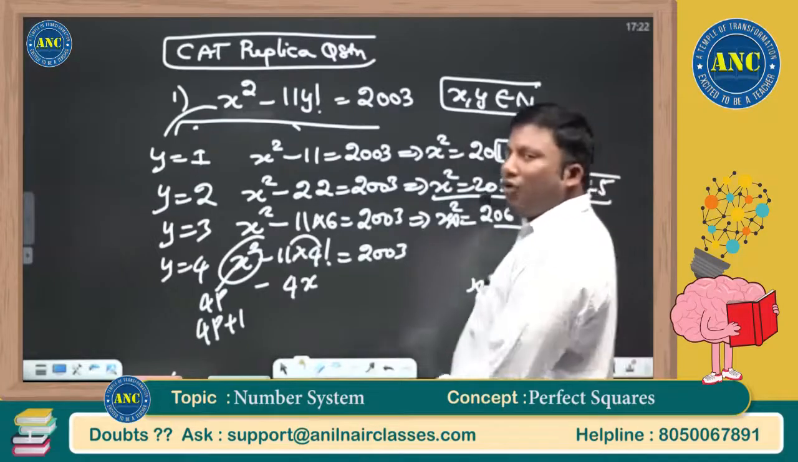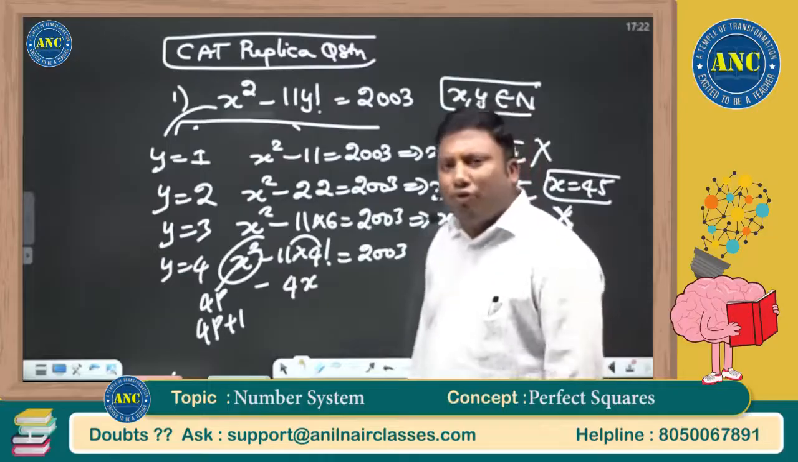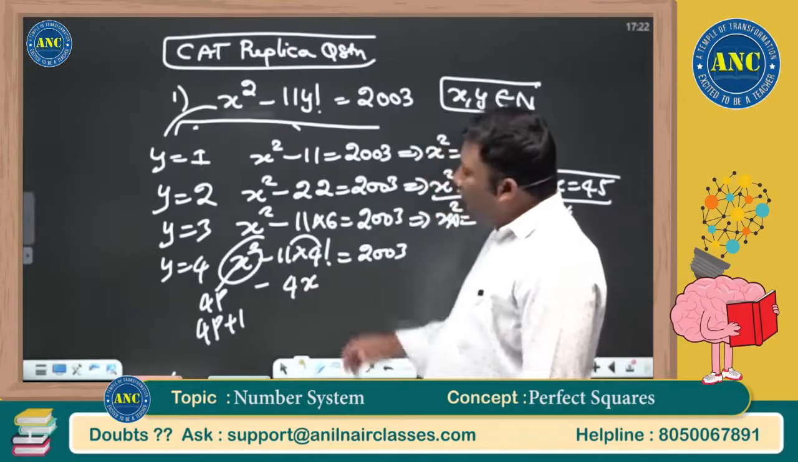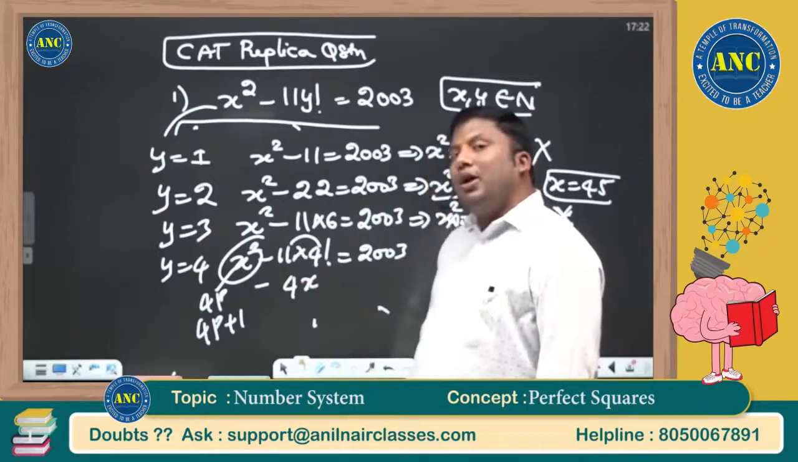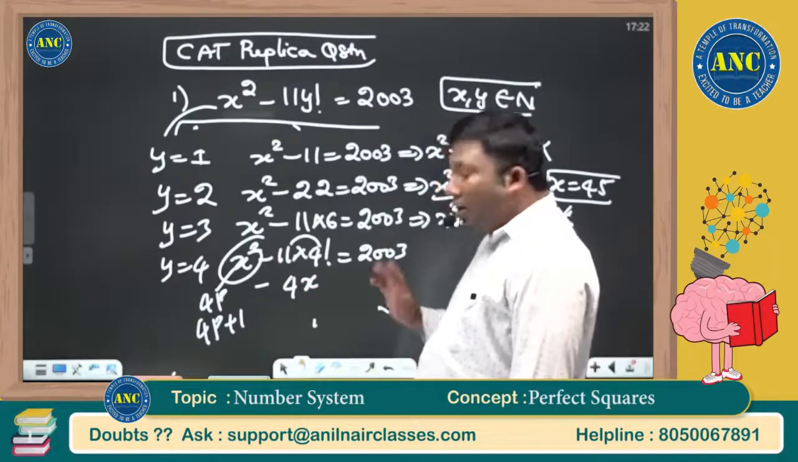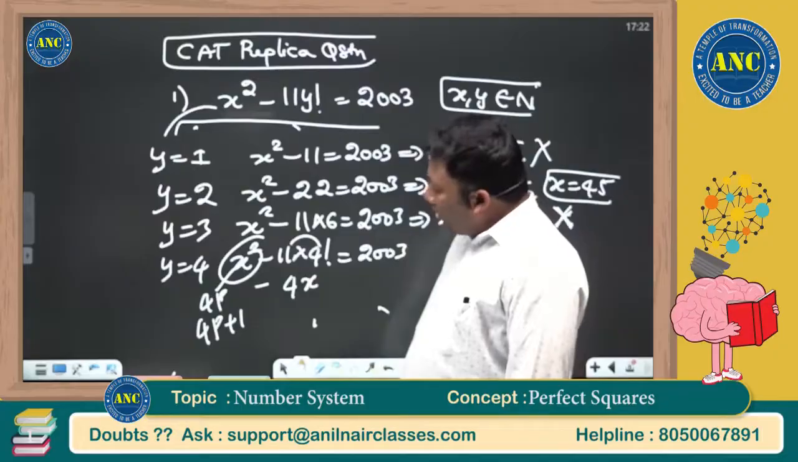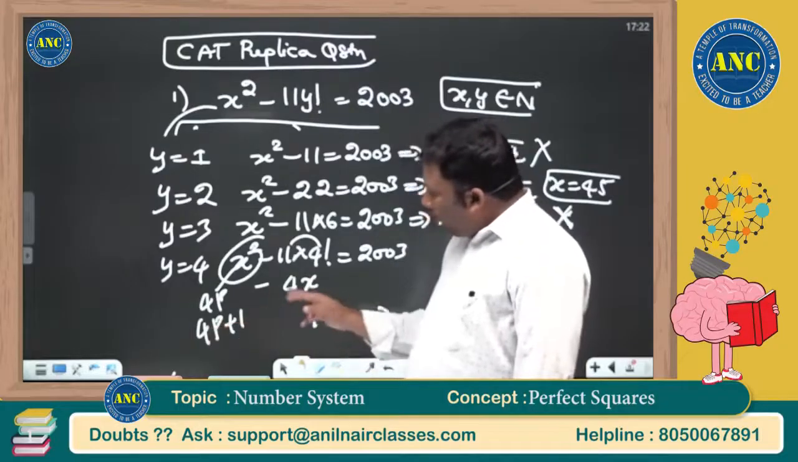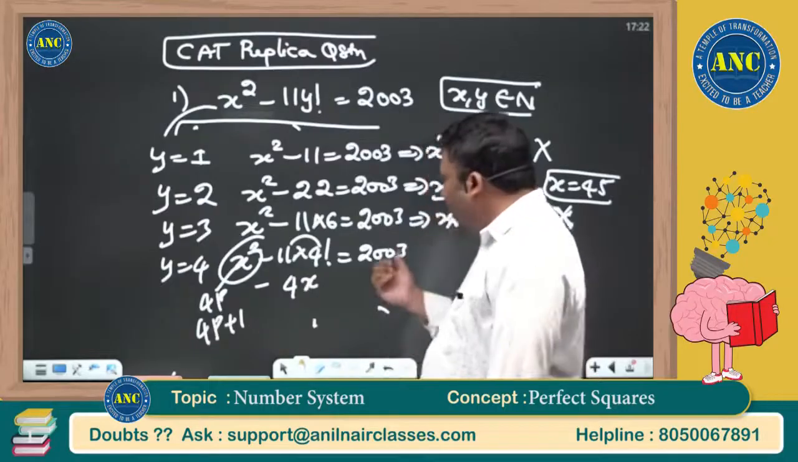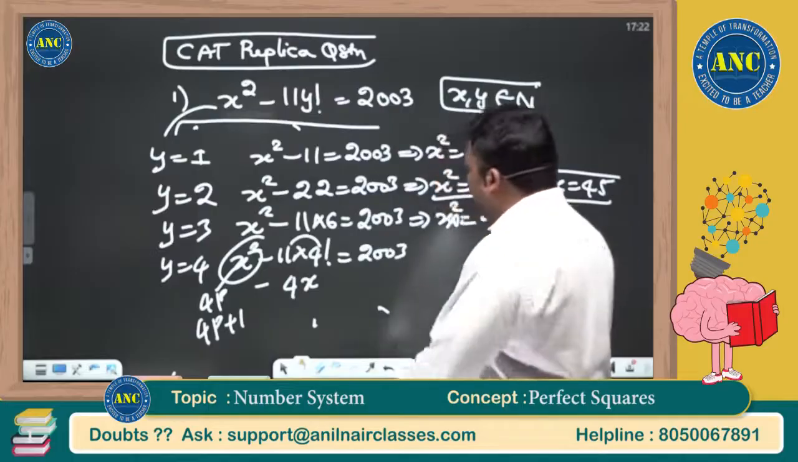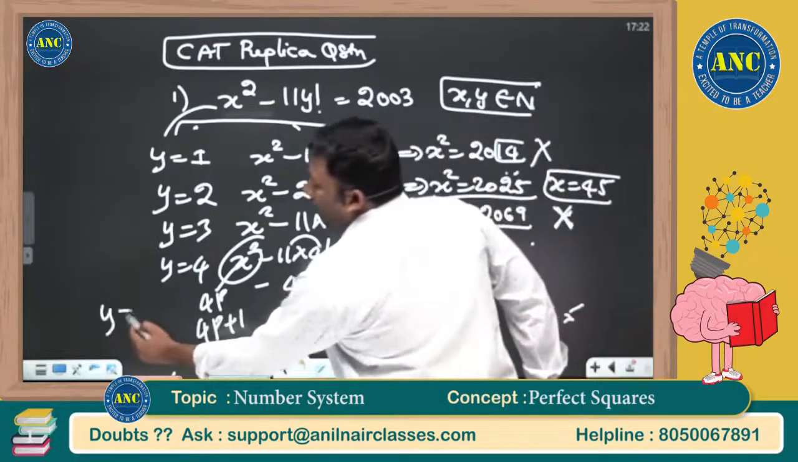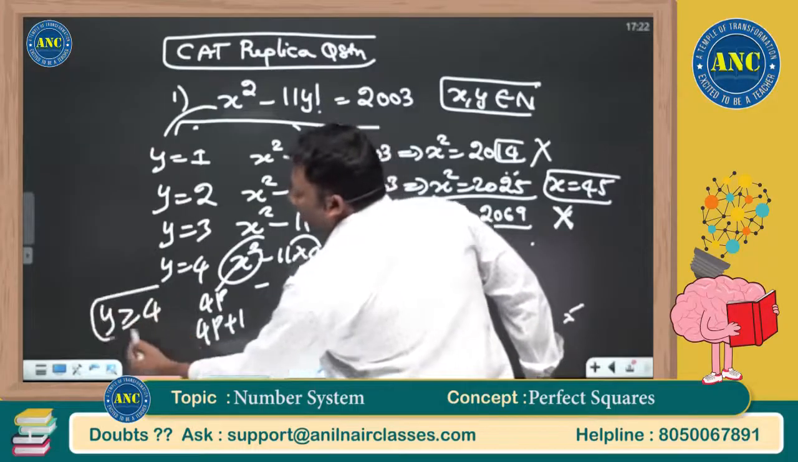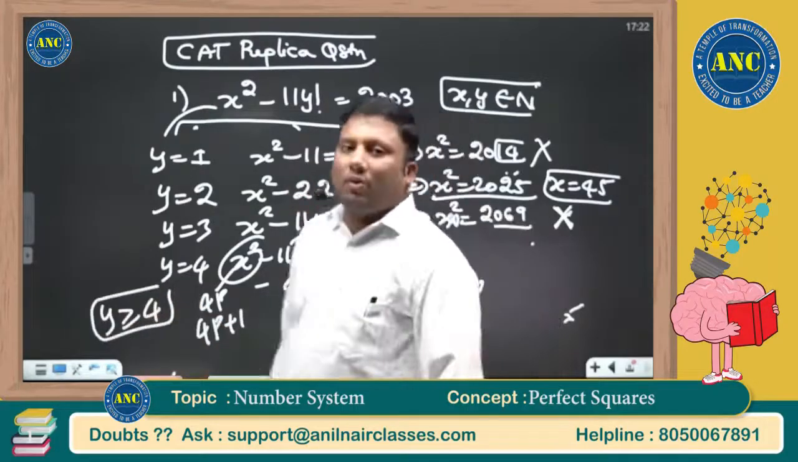Minus 4 into any number, it is 4 into x. Are you all with me? 4 into any number will be a multiple of 4. Any multiple of 4 is of the form 4x. These are divisible by 4, so the answer will be divisible by 4. 2003 is not divisible by 4. Remainder 1: 2003 is not remainder 1. It is not possible. It is not only for y equivalent to 4, it is for any natural number greater than or equivalent to 4.